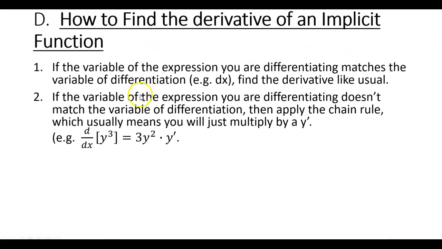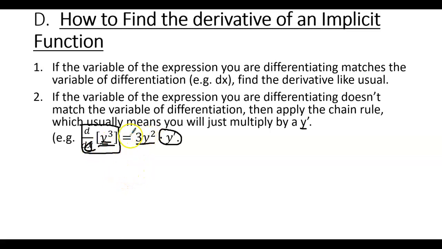But if the variable of the expression you're differentiating doesn't match the variable of differentiation, then we have to apply the chain rule, which usually means we're just going to end up putting a y prime there. So let me show you what I mean. Notice here that we are taking the derivative with respect to x of y cubed. Now notice that this variable doesn't match this variable. So you still take the derivative like normal, move the 3 to the front, take 1 off the power. That's the power rule, right? But notice now we have an extra little thing added here, a y prime. And that's because these variables don't match. And what you're really doing is a chain rule.